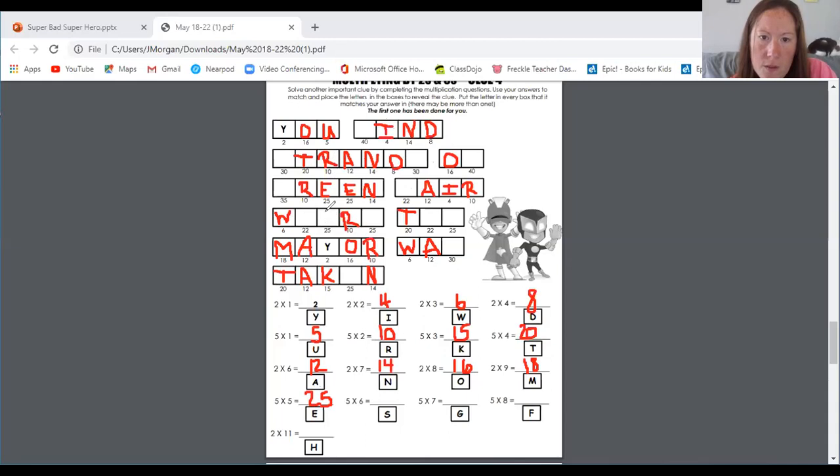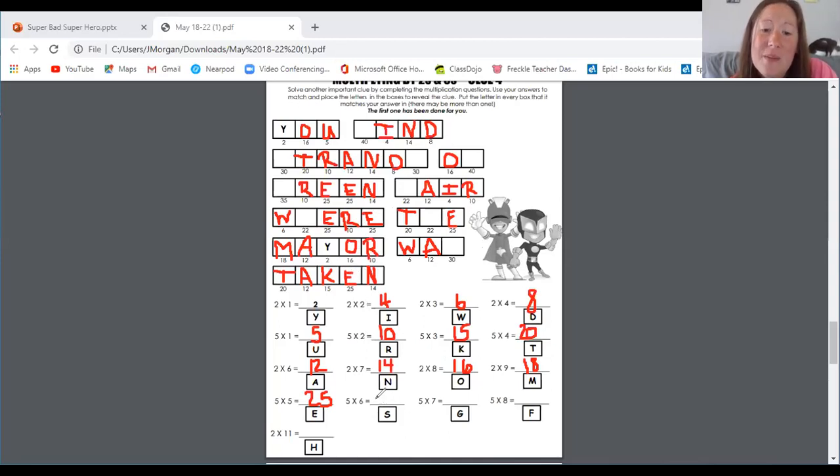20. Oh, there's another one. And another one. And another one. Ooh, we got lots of E's. And one more. All right, let's keep multiplying.